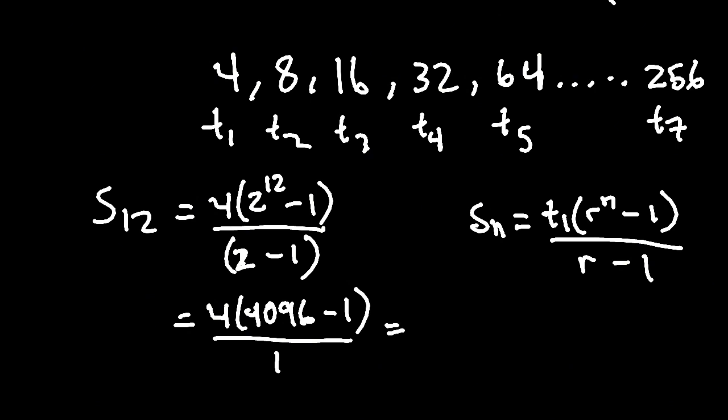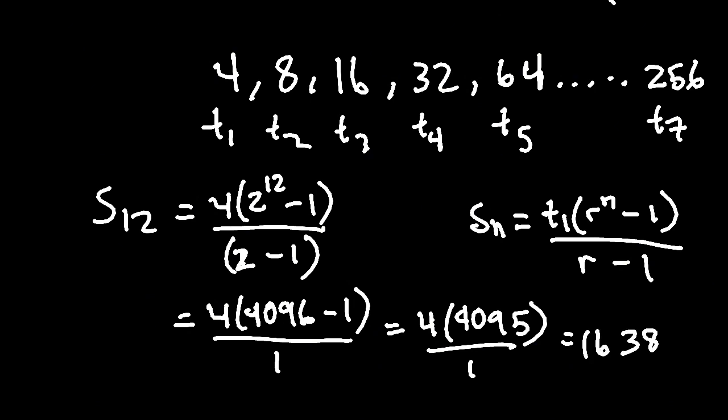So it's basically 4 times 4095 over 1. 4 times 4095 is this. So that's the sum of the first 12 terms of this geometric sequence. And you use this formula to get that.